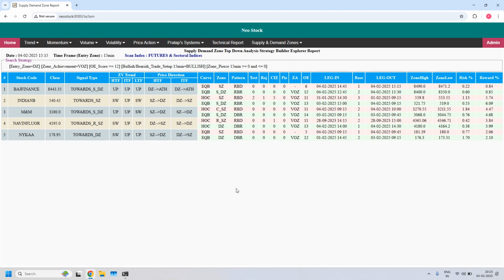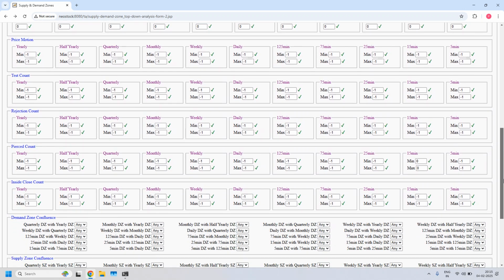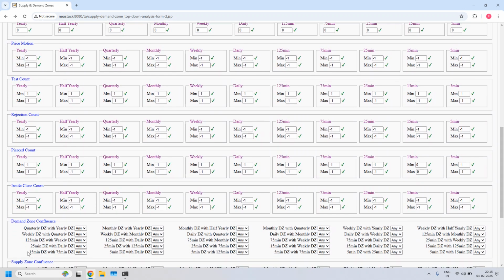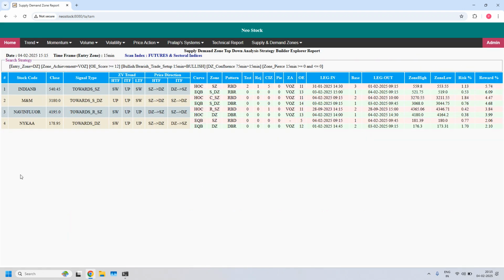First one is LTF and ITF demand zone confluence. That is 15 minutes and 75 minutes demand zone confluence. I am enabling the filter. By setting this filter, we got 4 stocks. In all these 4 stocks, these 15 minutes demand zones are overlapped with 75 minutes demand zone. And 75 minutes trend is up in all these stocks.